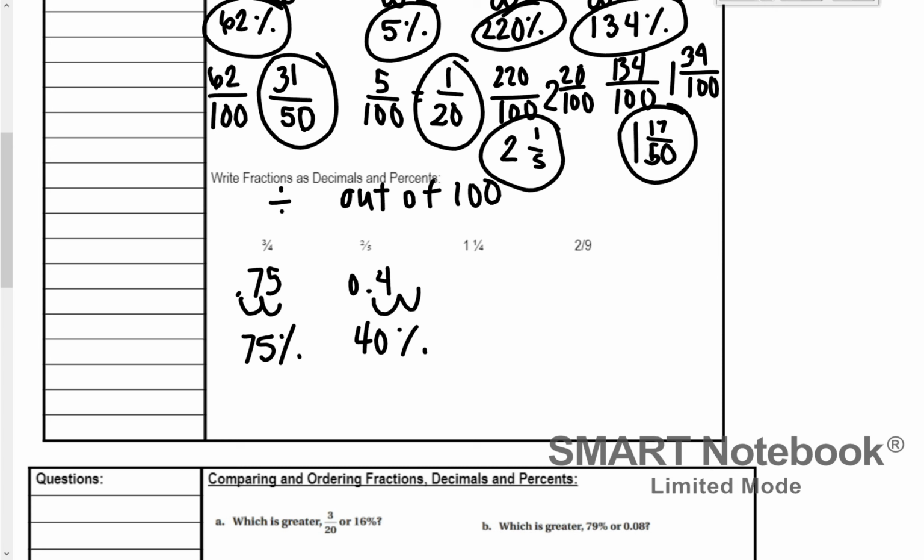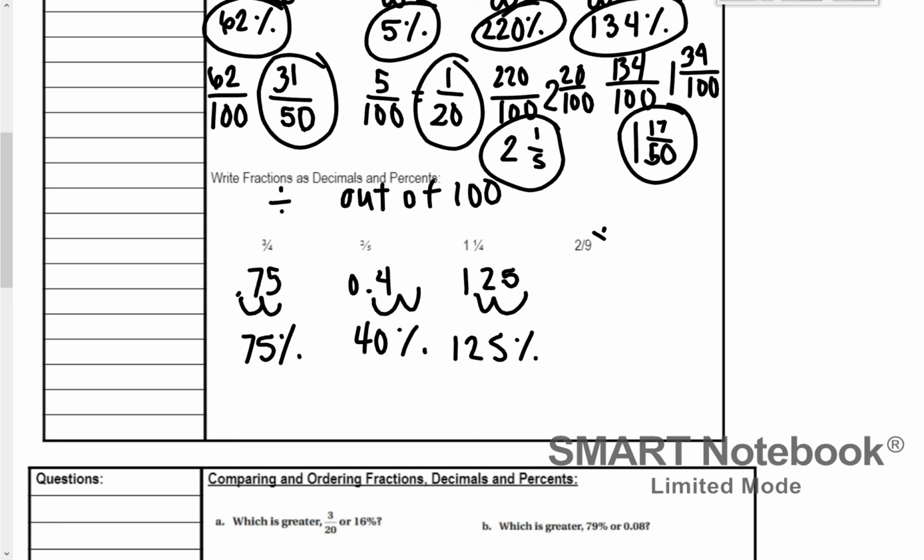Just 40%. 1 and 1/4. Again, we're going to keep this 1 because we have one whole. So we know it's not going to be 0 point anything. It's going to be 1 point whatever. And then in our calculator, we can take 1 divided by 4, which is 0.25. So we have 1 and 1/4. We have 1 and 25 hundredths. Same thing. Then again, we move that decimal twice to the right, and we get 125%.